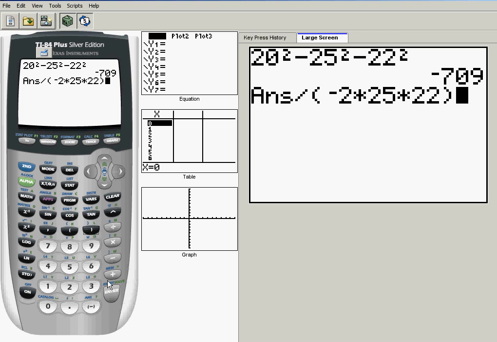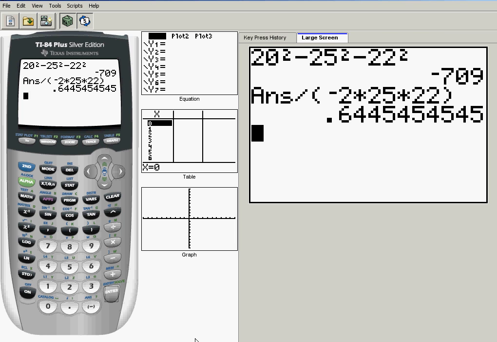So again, make sure you remember the parentheses. That's numerator divided by denominator. So cosine of B is equal to that ratio. Okay, right here. Okay, so I know the ratio. I want to know the angle. That's when I hit second cosine.